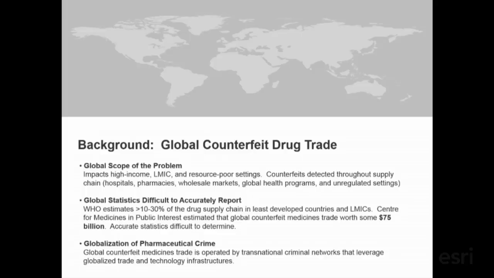So if you don't know anything about counterfeit medicines or fake medicines or falsified medicines, there's a lot of different words for it, but it's basically medicine that's not the actual medicine that you're supposed to get. And it's a global problem, been detected all throughout high-income countries, low to middle-income countries, and resource-poor countries, and all through the global drug supply chain as well. So hospitals, clinics, night markets, unregulated sectors, all types of places.